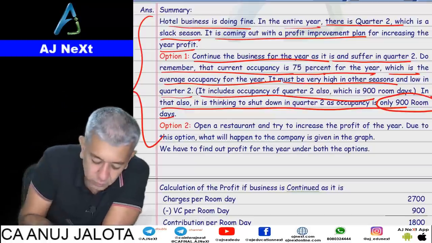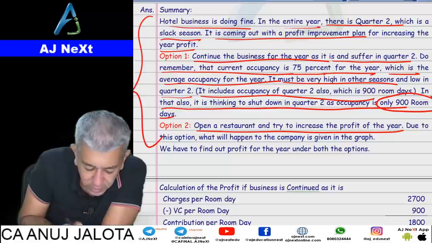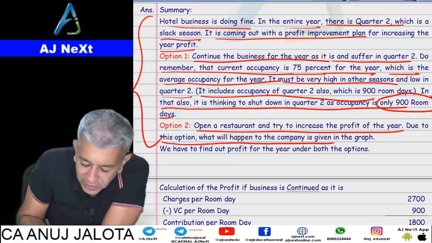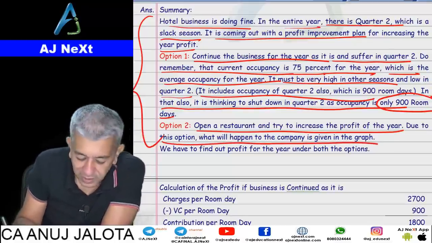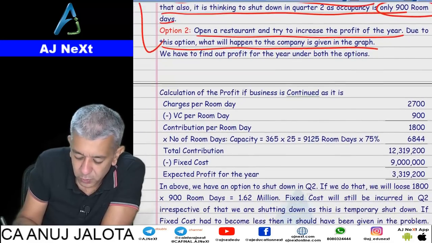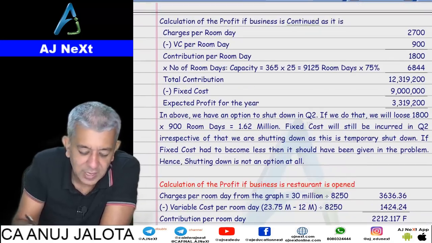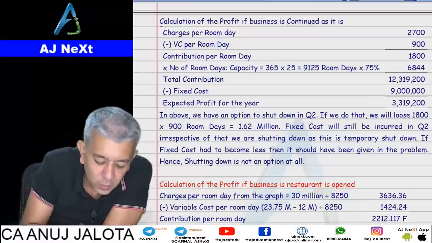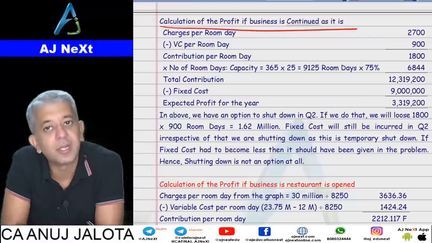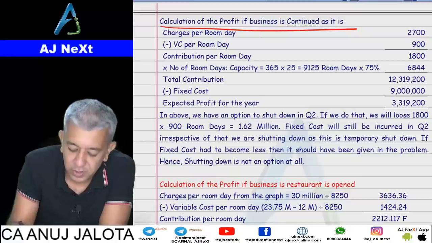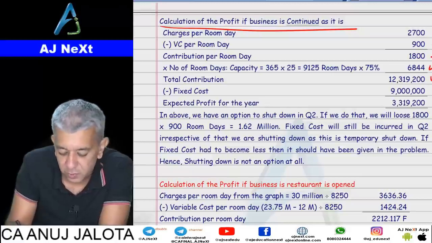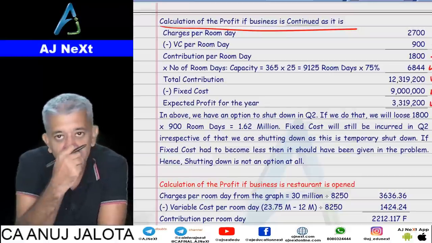Second, open a restaurant, try to increase the profit. Due to this option, what will happen to the company is given to you in the graph. We have to find out the profit for the year under both the options. So look, everything is calculated here. Calculation of the profit if business is continued as it is. So therefore, this minus this will give you this into 6844. This minus this will give you this much amount of profit.